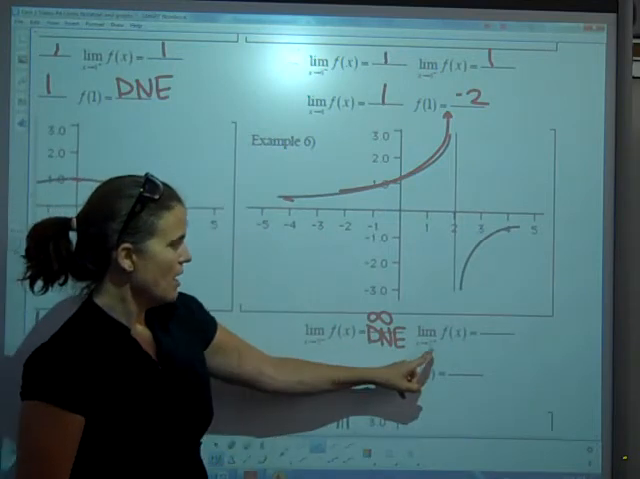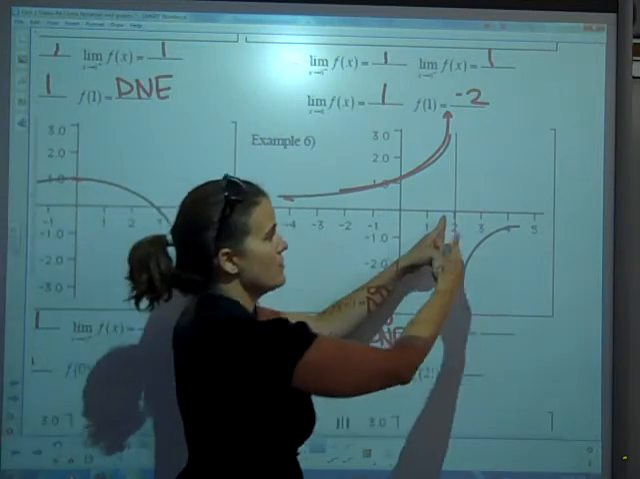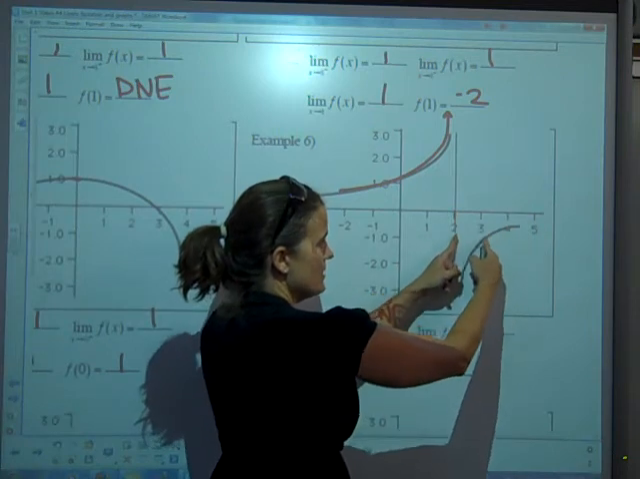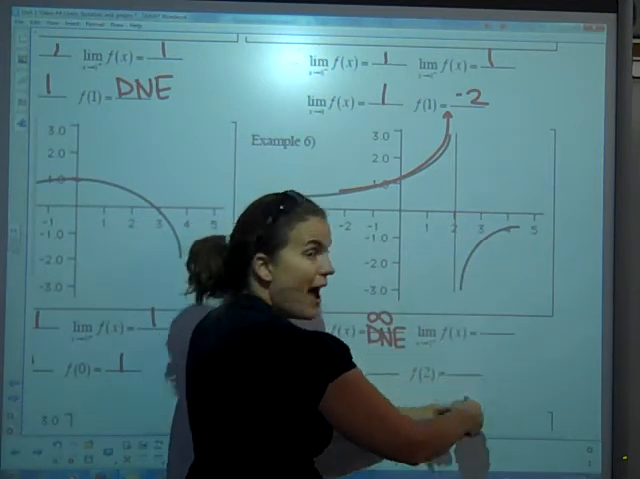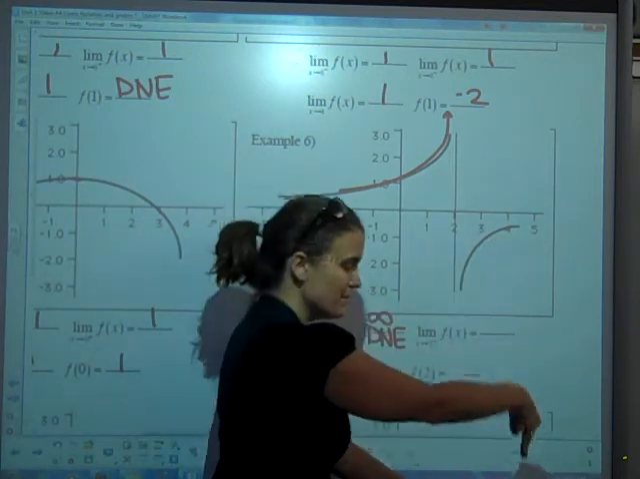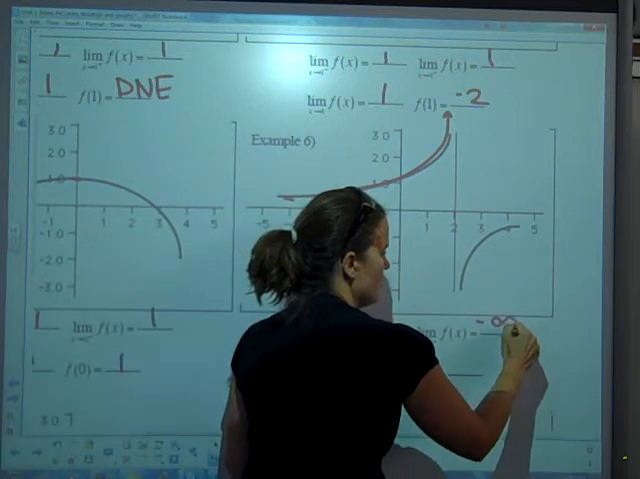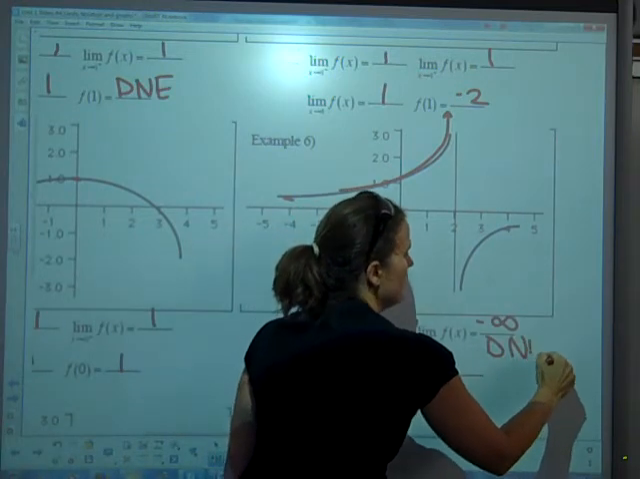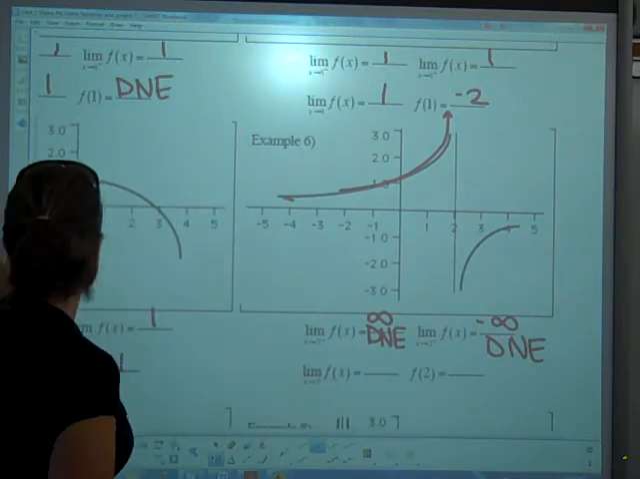Okay? Limit as we approach 2 from the right. So now we're getting closer and closer to 2 from the right, going down in this case. So that would be negative infinity. I am decreasing forever and ever. So negative infinity or does not exist. Either one would be fine.